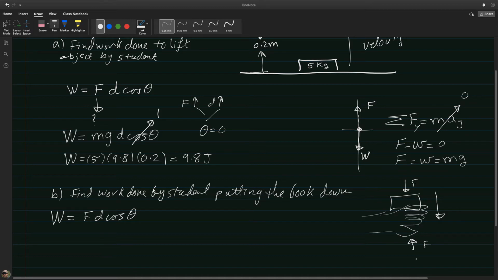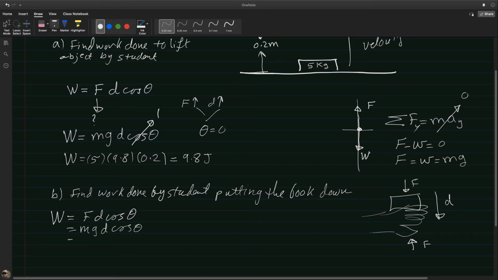He's still carrying the book, but now he's lowering his hand. So that's the direction of what? The distance. He's lowering his hand down with a force that is also equal to the weight of the book because he's lowering at a constant velocity. So forces up must equal forces down. Okay, that's a pretty good thing. So it's going to be mgd cosine theta.